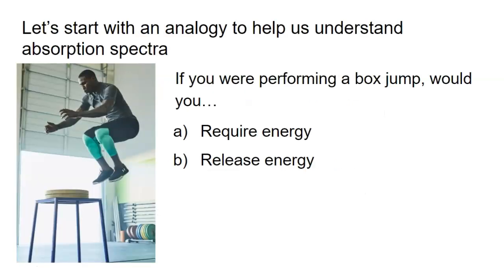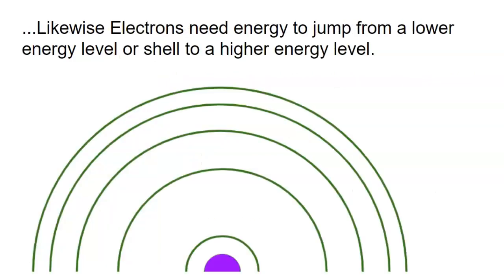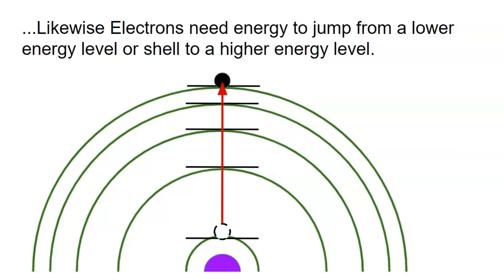So let's start with an analogy to help us understand absorption spectra. If you were performing a box jump, would you require energy to do this box jump, or would you release energy while doing it? Right. Doing a box jump requires energy, because your body needs energy to jump to an elevated surface. Likewise, electrons need energy to jump from a lower energy level to a higher energy level.